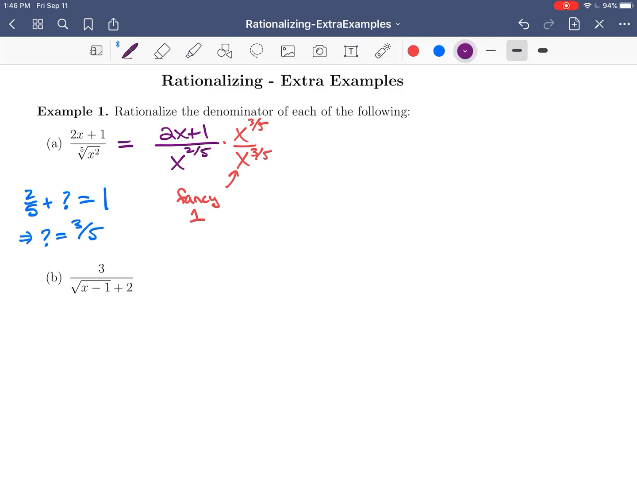When you multiply by 1, you don't change the expression. And now my denominator is going to be x to the 1. So no more roots. On the top, I'm going to have to expand this through. So it's going to be 2x to the, now this is exponent 1, so it's 1 plus 3/5. That's going to be 8/5. And then I have plus my x to the 3/5. So now I have it so that there's no root in the denominator.